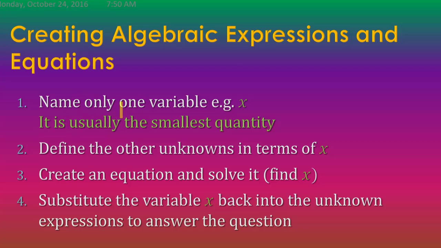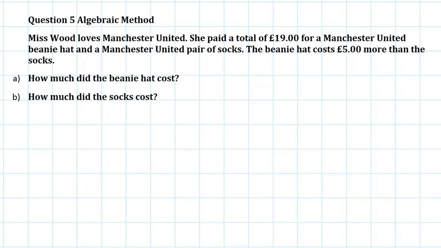Step 1. Name only one variable, x, and it's usually the smallest quantity. The smallest quantity is the socks. So let's write step 1. The smallest quantity is socks. Therefore, we're going to give the socks the value of x. So socks will equal x.